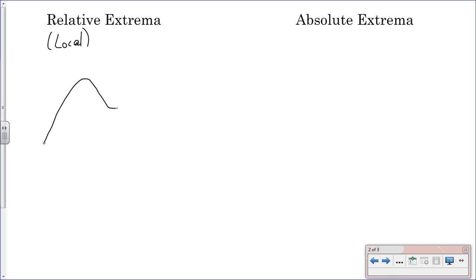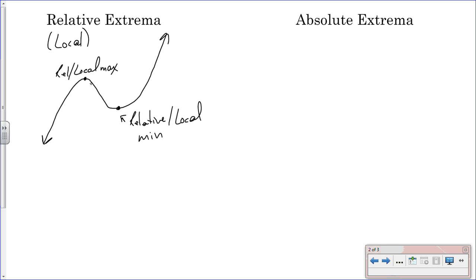For instance, say you had a cubic graph, like so. Right? This would be your relative or your local max. You'll probably see it referred to as a relative max more often. And this point here, all right, this would be your relative min, or of course the local min. But like I said, you'll see it referred to as relative more often probably.